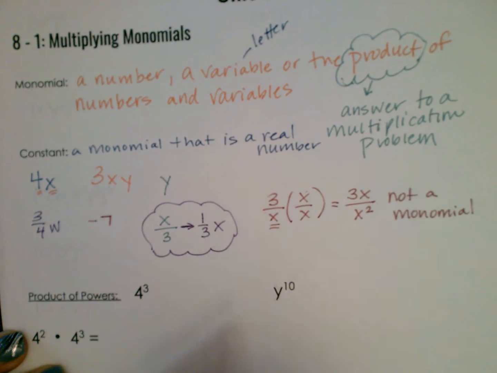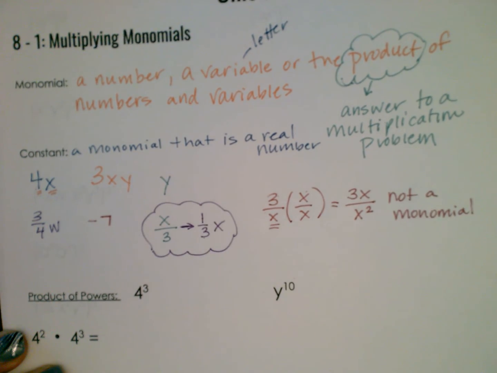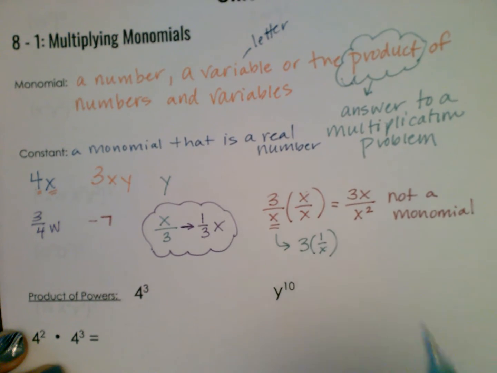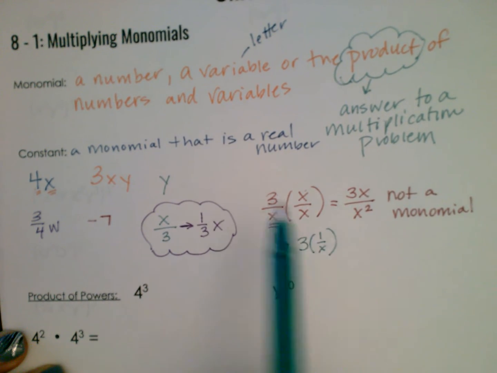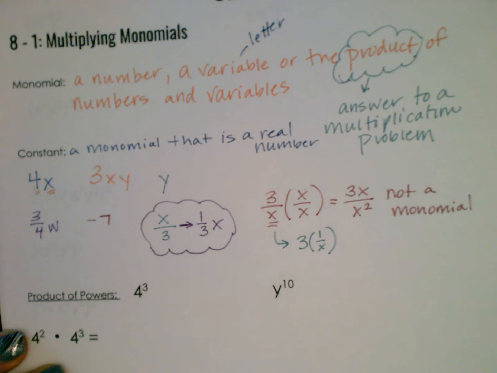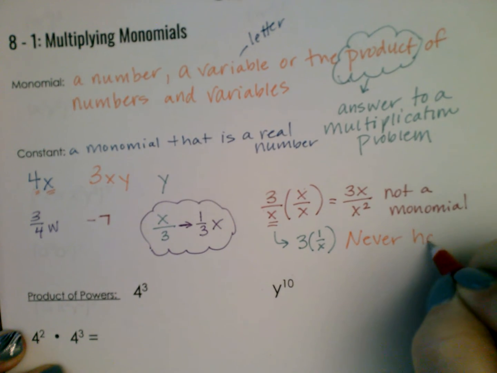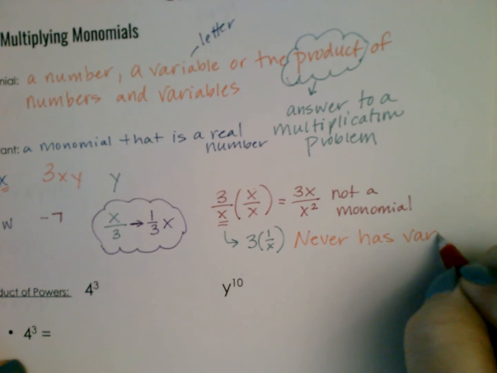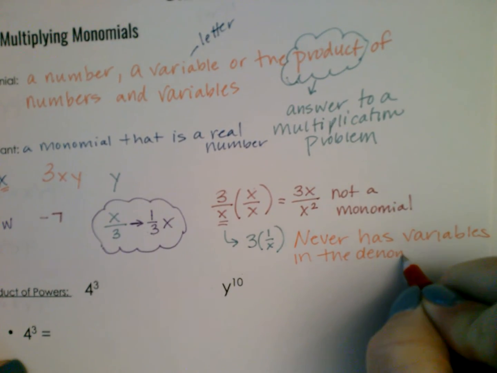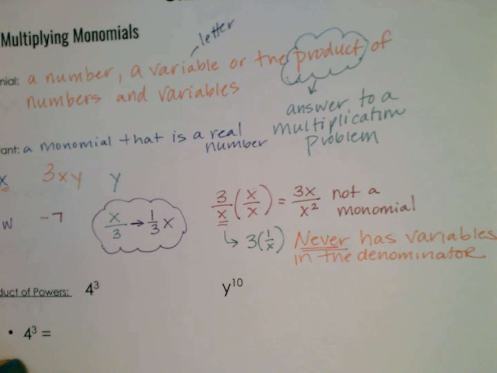You can never have a variable in the denominator. This is a division problem that I cannot write separately. If I separated like I did here, I would have 3 times 1 over x. I cannot get rid of the x in the denominator. Here I can get rid of it. I can change it into a multiplication problem. So something you need to remember: a monomial never has variables in the denominator. Never, ever.